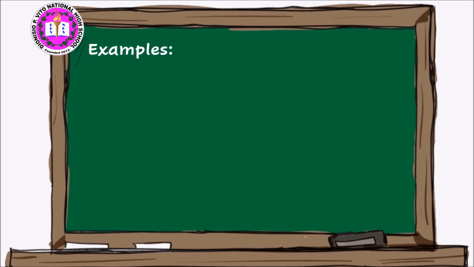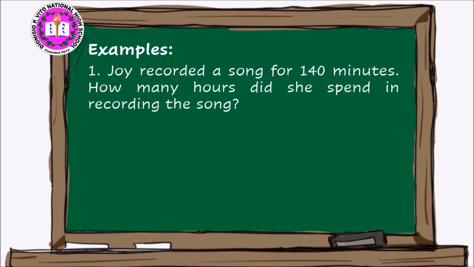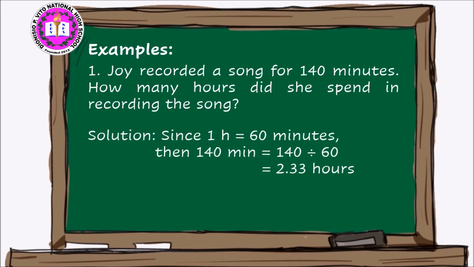For example, Joy recorded a song for 140 minutes. How many hours did she spend in recording the song? Since 1 hour is equal to 60 minutes, then 140 minutes is equal to 140 divided by 60, which is equal to 2.33 hours.